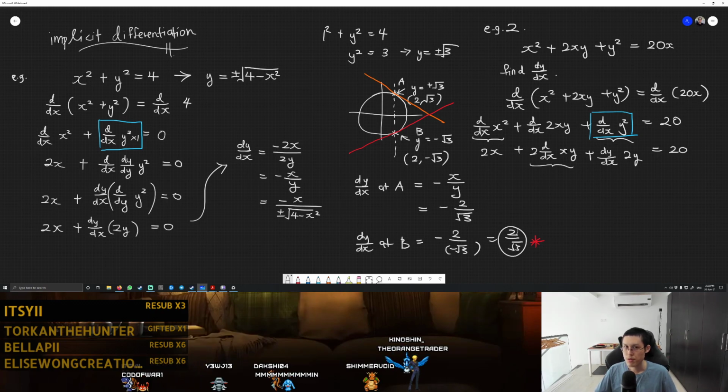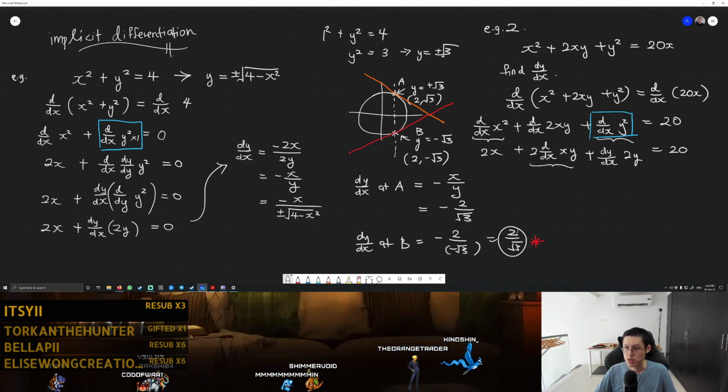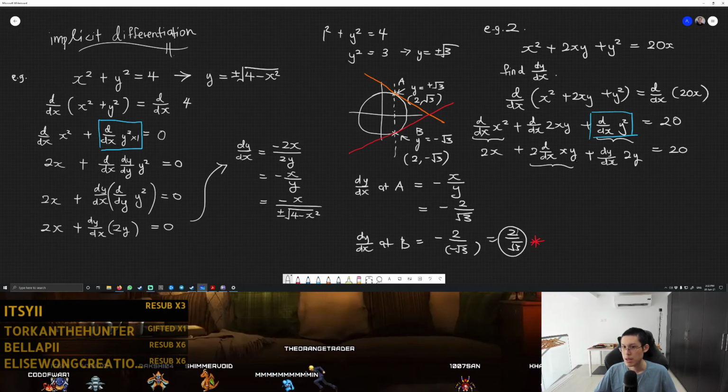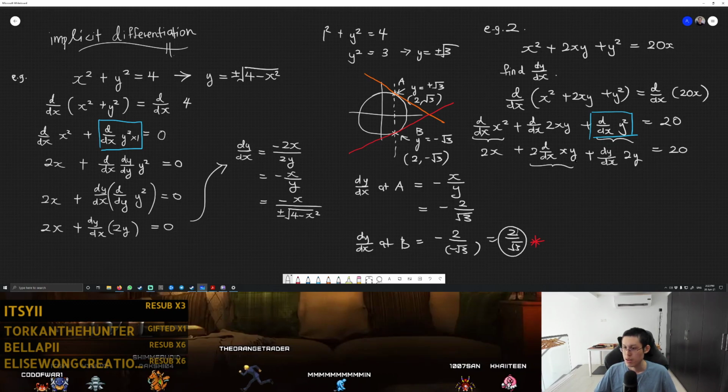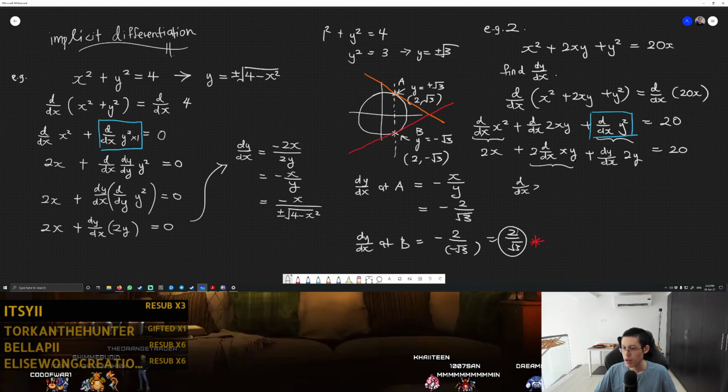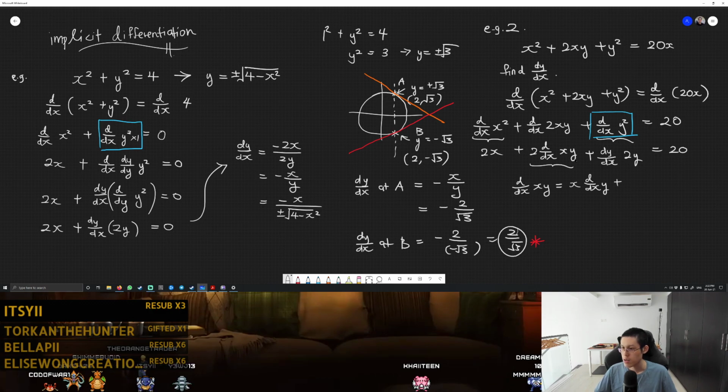So how can we simplify this? Well, you can see here we actually have a product, x times y. So when you have a product, you have to use the product rule. So remember the product rule? We did that in the last class. d/dx of xy is actually going to give us u, and then we differentiate v, plus v, and then we differentiate u.